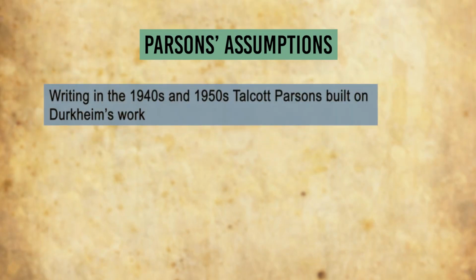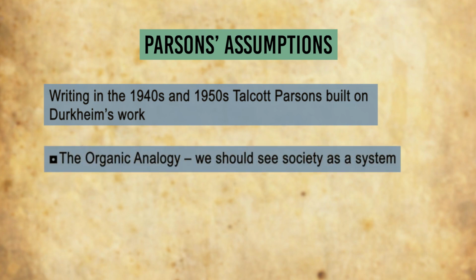Now, Parsons had certain basic assumptions in his theory. Writing in the 1940s and 50s, Parsons built on Durkheim's work. First, he talked about the organic analogy. I'm not repeating it because you already know by now what the organic analogy is. Next, he talked about value consensus, which we have already discussed.